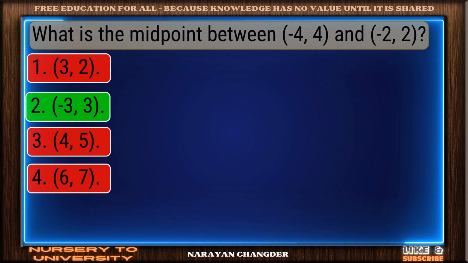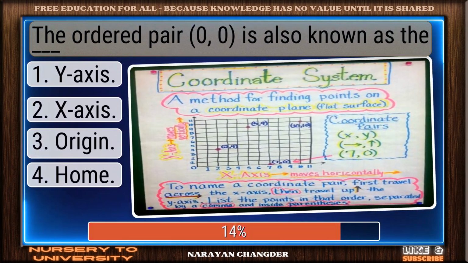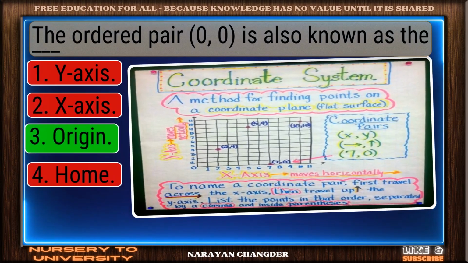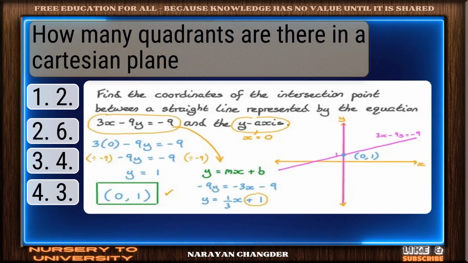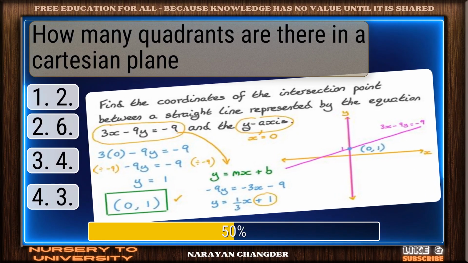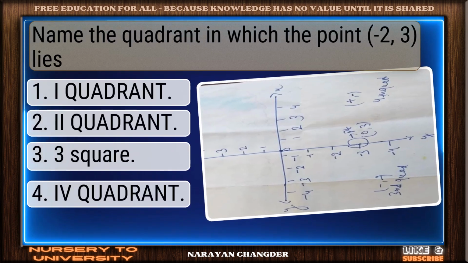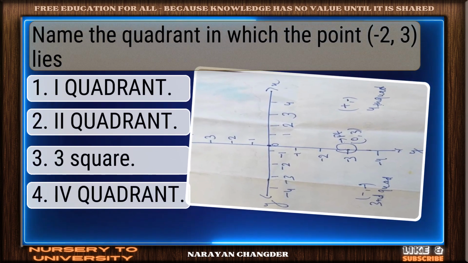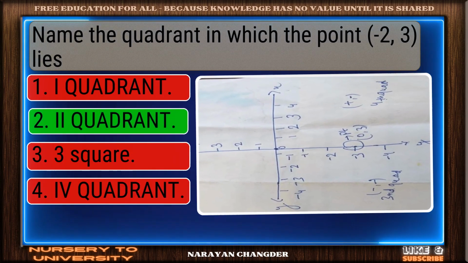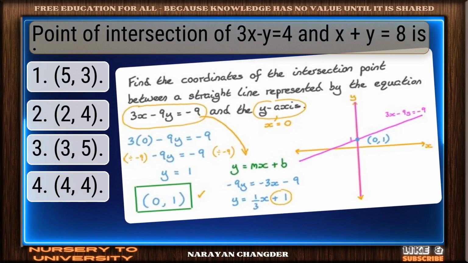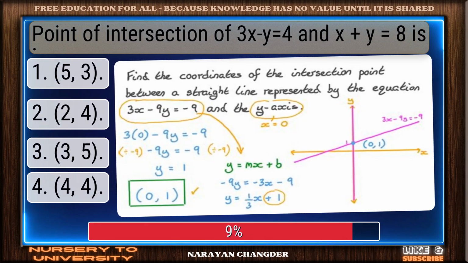Valid point is true. The ordered pair is also known as the dash. Well picked. Origin is correct. How many quadrants are there in a Cartesian plane? Nice selection. 4 is correct. Name the quadrant in which the point lies. Exactly. A quadrant makes sense. Point of intersection of 3x minus y equal to 4 and x plus y equal to 8 is.